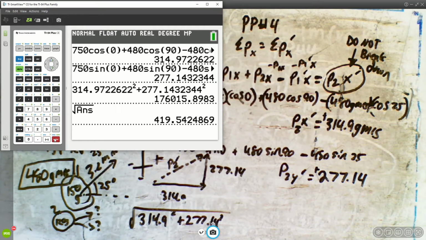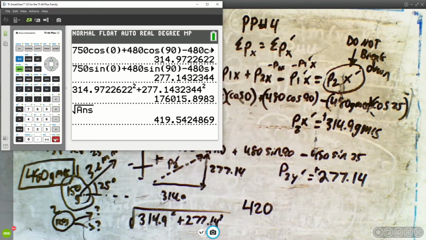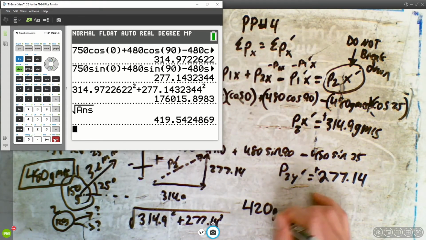to get 419.5. How many sig digs? We had 1 sig dig in this. Ooh, I got to change that. Whatever. I'm just going to say 420. And that's grams meters per second.